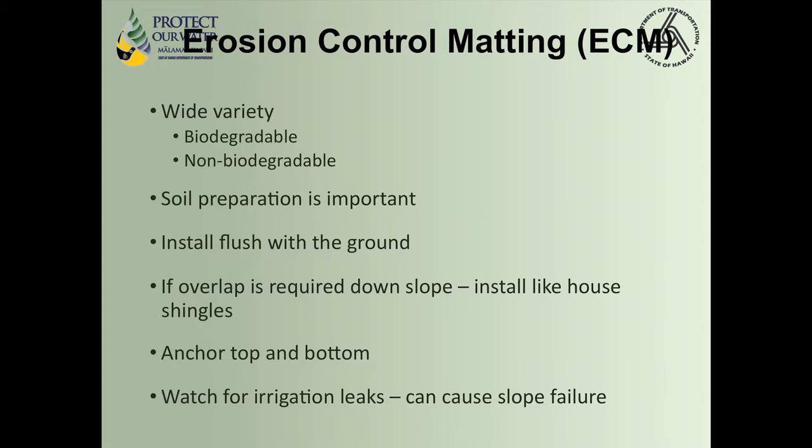If you don't have contact with the ground, you're going to end up with soil under the matting sloughing off and possibly breaking out of your matting. If you have to start another roll partway down the slope, you install like house shingles with the upper one over the lower one. You anchor top and bottom, and you watch for, and I'll talk about watching for, irrigation leaks.